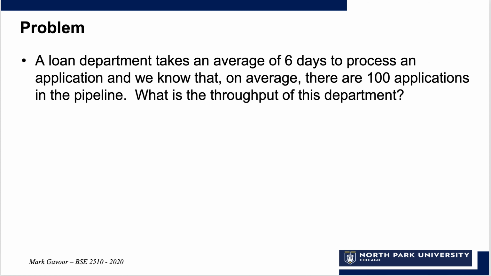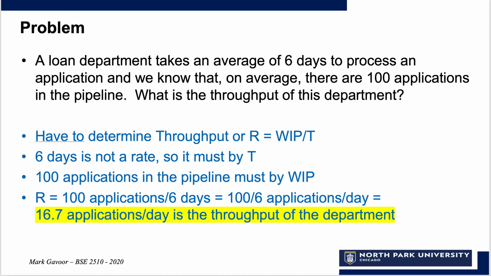That was giving you time to pause it. Here is the answer. You have to determine throughput, or R, and it equals WIP divided by T. 6 days is not a rate, so it must be T. 100 applications are in the pipeline. That must be WIP. That's the queue and those applications being worked on. So R equals 100 applications divided by 6 days, or 100 divided by 6 applications per day. Or if you do the math, 16.7 applications per day is the throughput of this department on average.